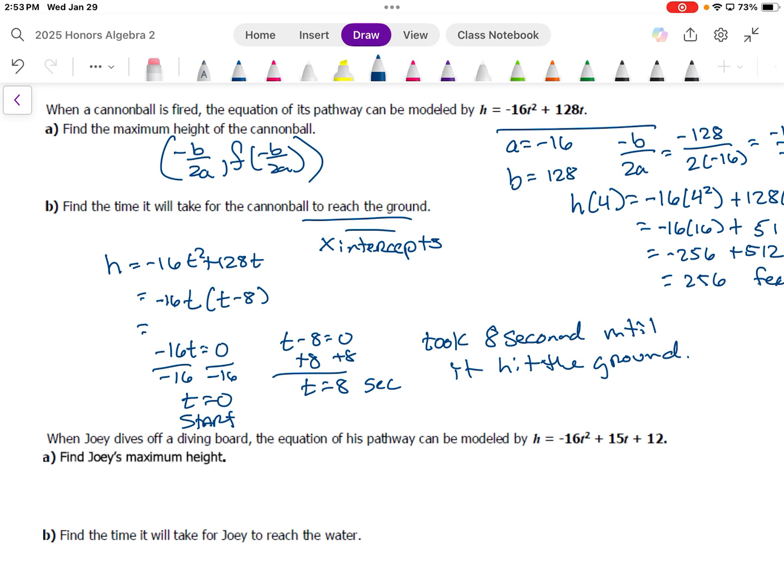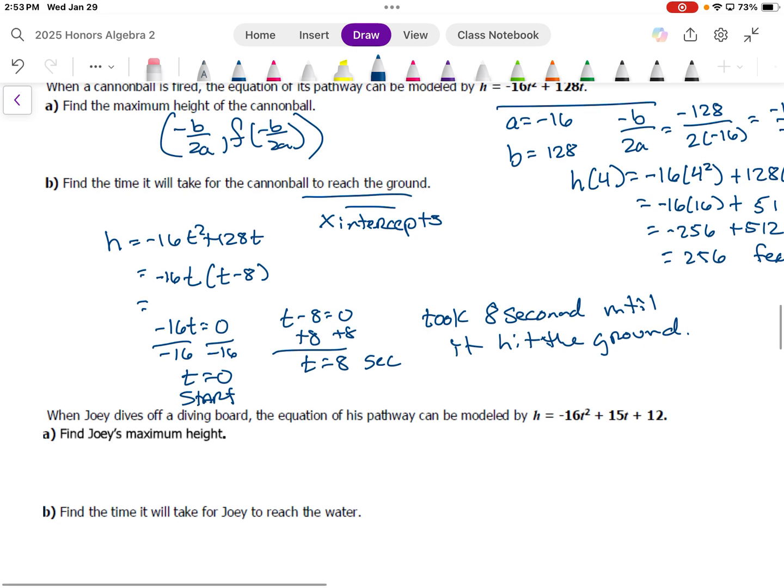Yeah, he jumps up. Okay, he jumped up, so as he leaves the board, he goes up with 15 feet per second as his velocity. Now they ask us, when Joey dives off the diving board, what's his max height? Again, vertex.